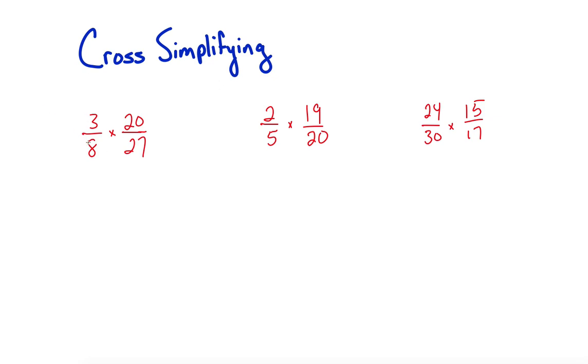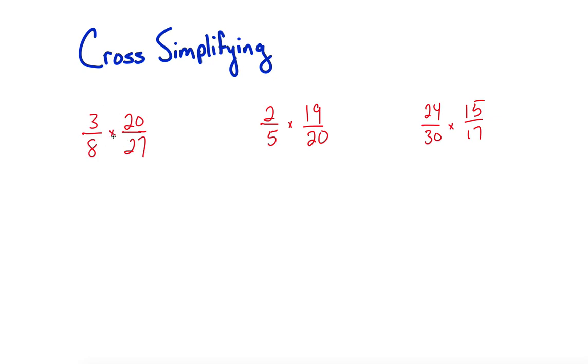So now if you look at this first example here, I could do 3 times 20 and I could do 8 times 27. But if I can make this problem easier, then that's better for me. So what I need to do is look at the cross sections. I need to look at the 3 and the 27, and the 8 and the 20. So let's start with the 3 and the 27.